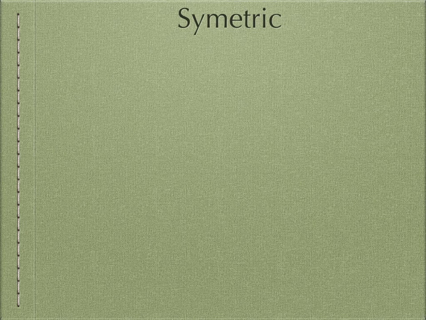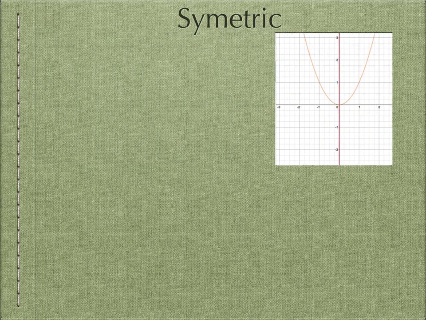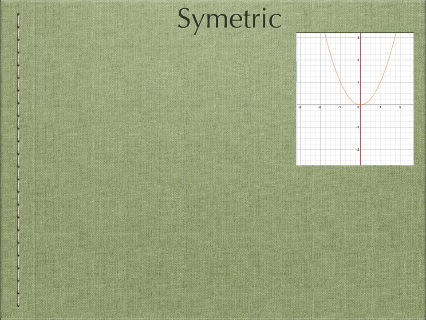Symmetry. We have two types of symmetry. The graph x squared shown is an even function, and as you can see, the red line, which is the y-axis, divides it in half. So an even function is symmetric about the y-axis. f of negative x is f of x.